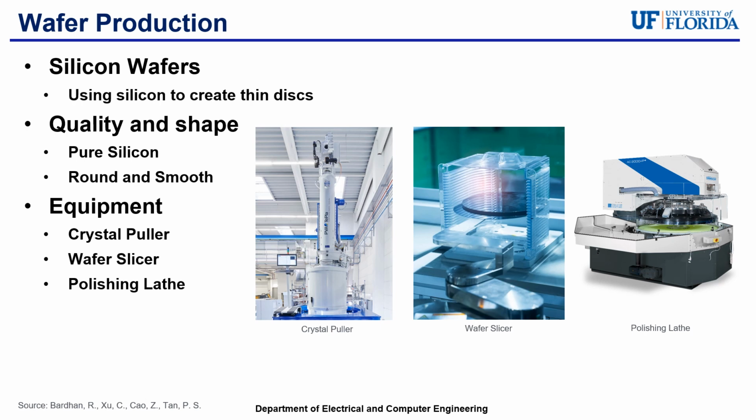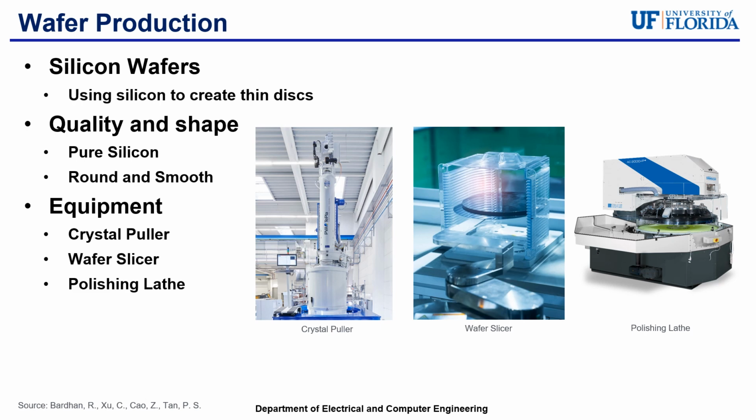The first step discussed in the semiconductor fabrication process will be wafer production, a fundamental part of creating semiconductors. Silicon wafers are the base material for semiconductor manufacturing. They are thin discs made from high purity silicon, which is necessary for the intricate circuitry of semiconductor devices. The quality and shape of these wafers are crucial. They must be made from pure silicon to ensure the electrical properties are consistent.